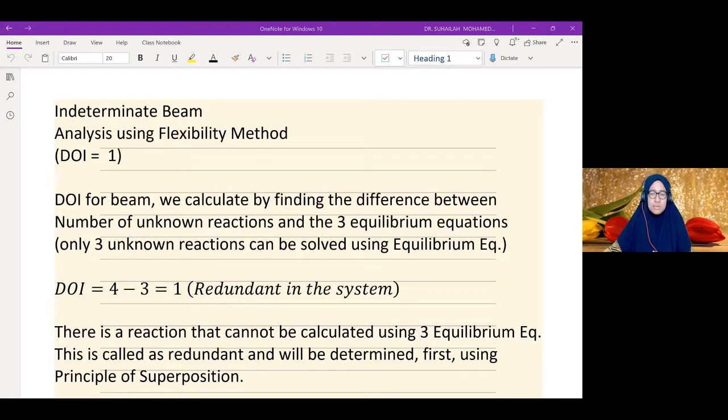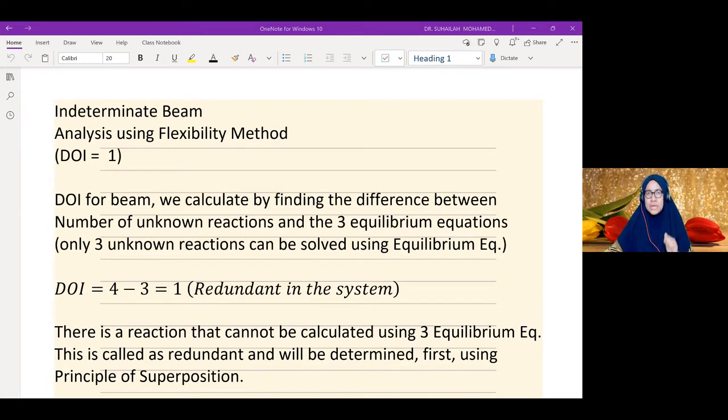So for the revision, we use the flexibility method to analyze indeterminate structures, including beam, truss, cable, frame, and composite structure. Anyway, we can analyze all types of structure, including cable and arch as well. But the scope for this topic is just four types of structure: beam, frame, truss, and composite structure. Okay, so there are two types that will be covered.